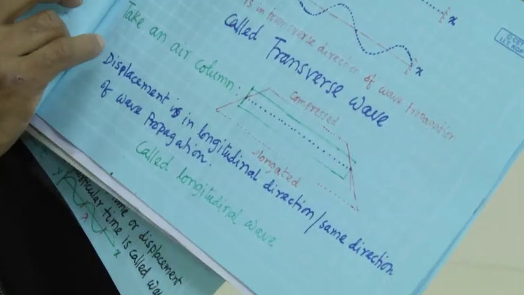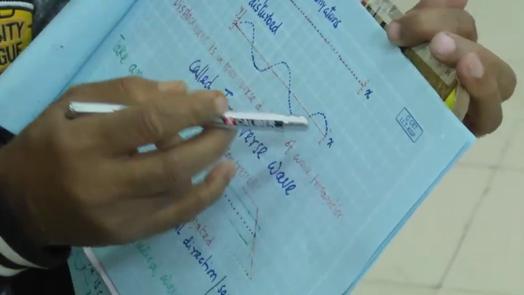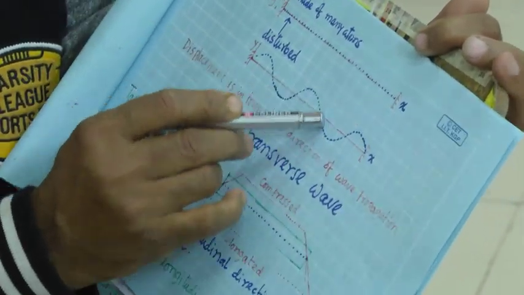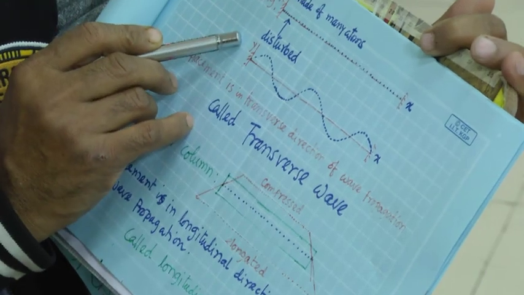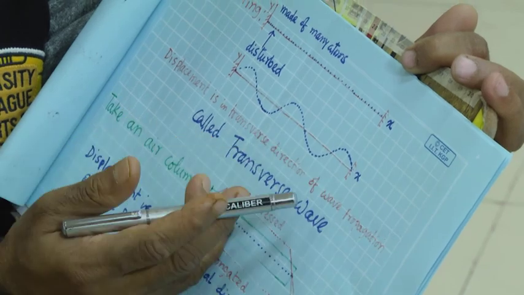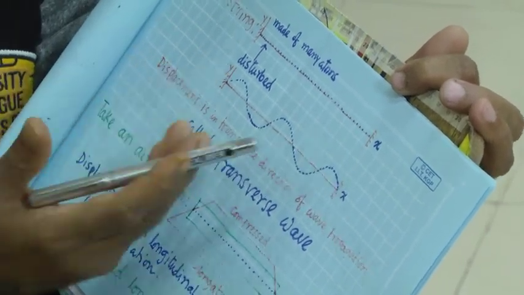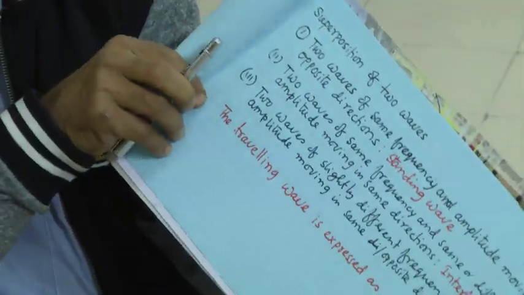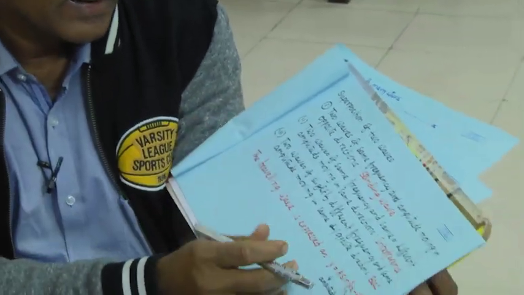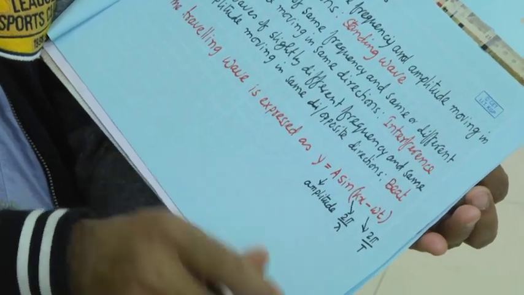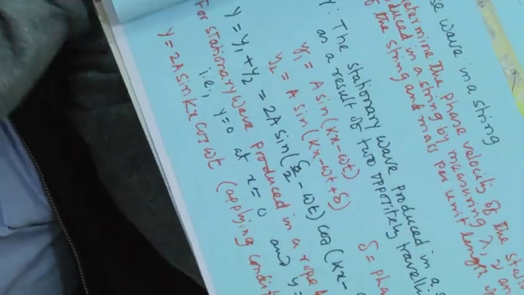And if I plot it as a function of time, similarly we will get this type of nature of disturbance, of displacement. Okay. Then this periodicity will be in time, and that is what we call the time period. So this is the wave equation, y = A sin(kx − ωt), where ω is 2π/T and k is 2π/λ, right.